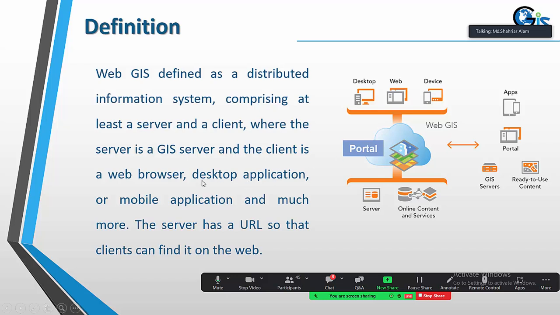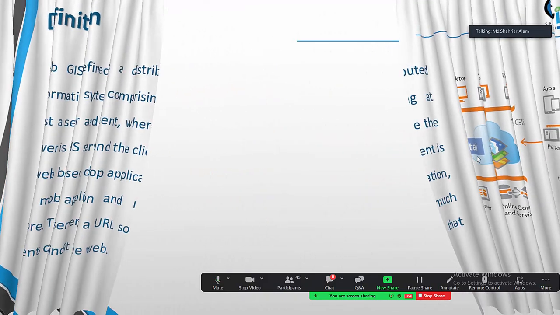The server has a URL so that clients can find it on the web. Say in case of Google Map, without knowing the link of Google Map, can you use it? The link is www.googlemap.com. So the server has a URL so that the client can find it on the web.